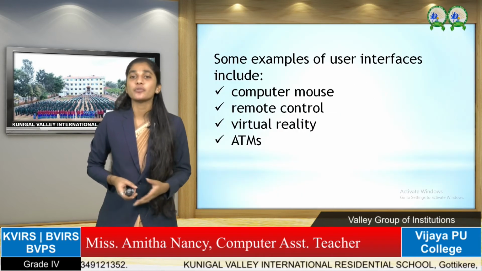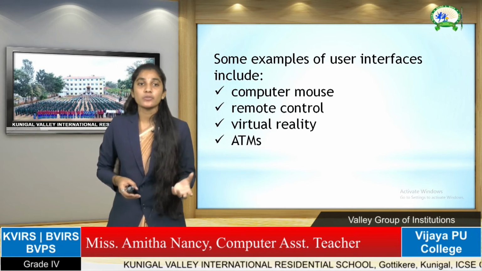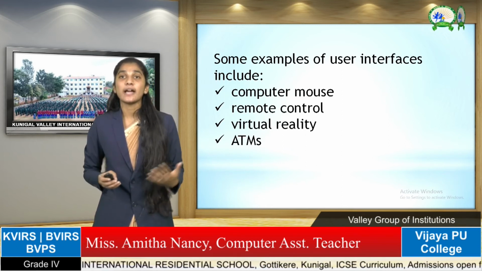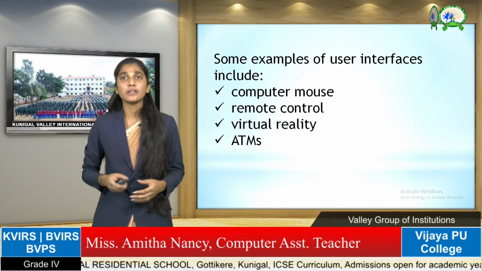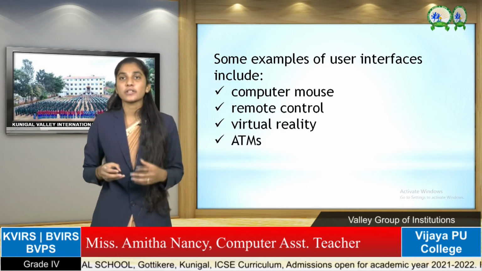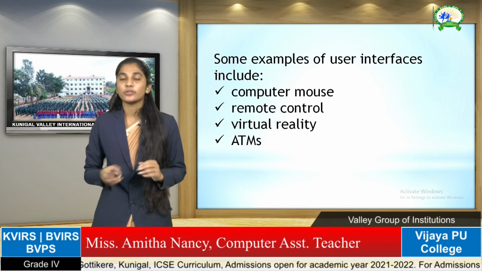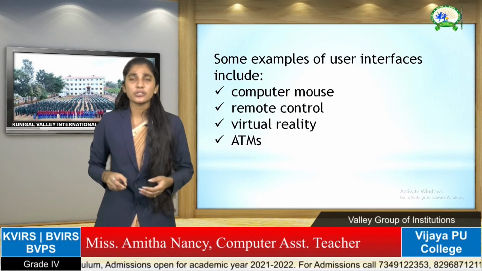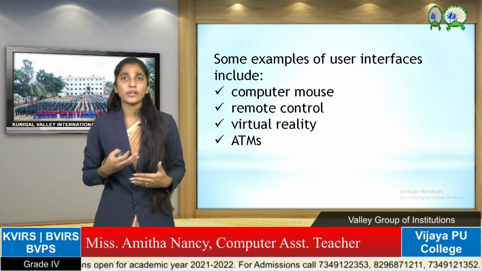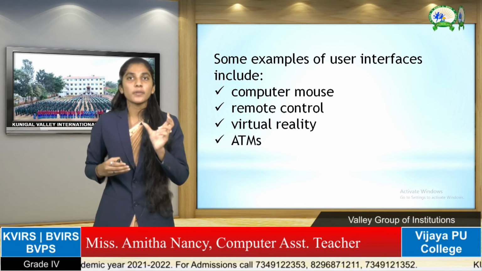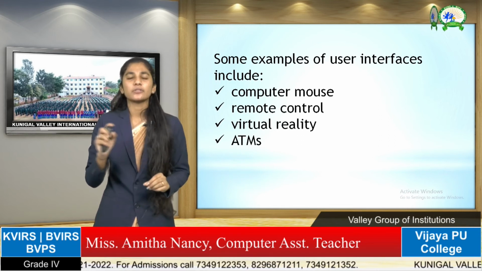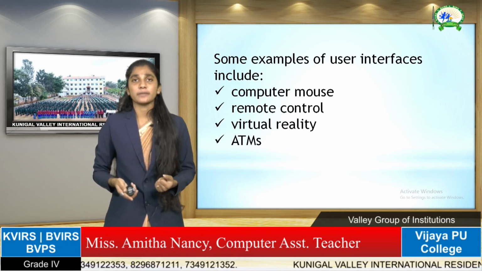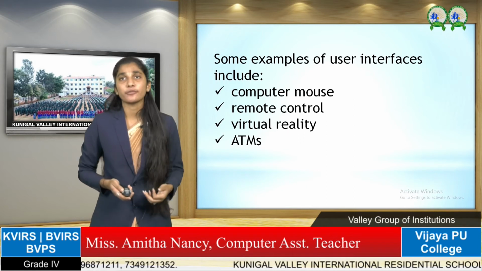Some examples of user interfaces include the computer mouse, which is a graphical user interface, the remote control, virtual reality, and ATM machines. In ATM machines, we have seen that when you insert your card, you get a notification to enter the PIN number, and you enter it. You get buttons, and now we have ATMs designed like touch screens as well. Then you can select how much money you want to withdraw from the images or from what is written. You can identify that, click on it, and draw the money. These are the steps followed in a graphical user interface.